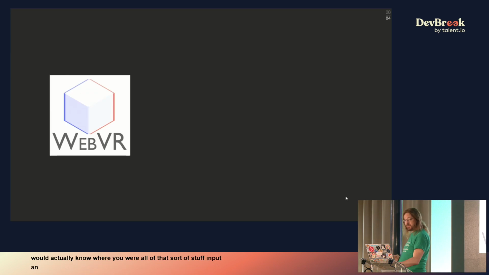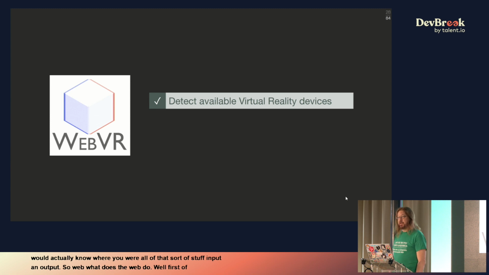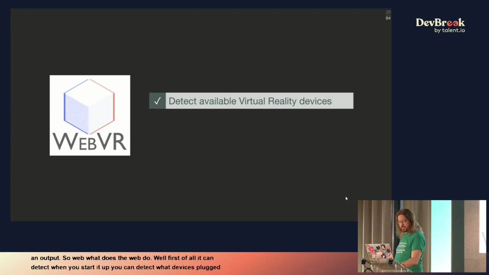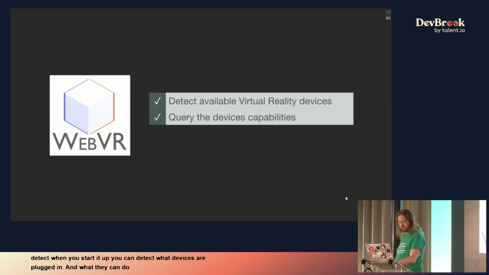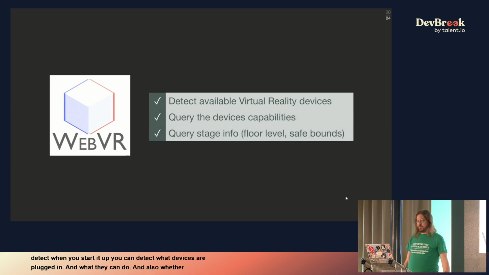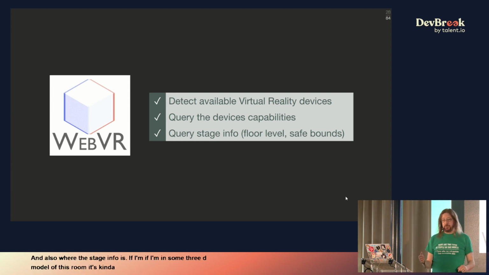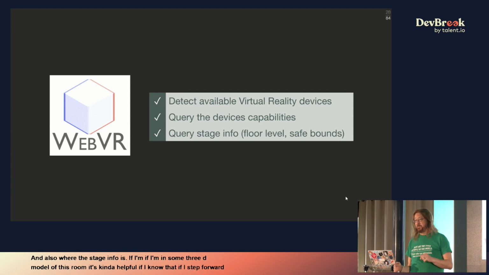Input and output. So WebVR, what does WebVR do? Well, first of all, when you start it up, it can detect what devices are plugged in and what they can do. And also where the stage info is. If I'm in some 3D model of this room, it's kind of helpful if I know that if I step forward 2 more steps, there's going to be a problem.